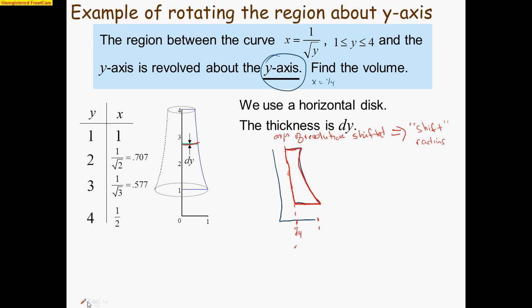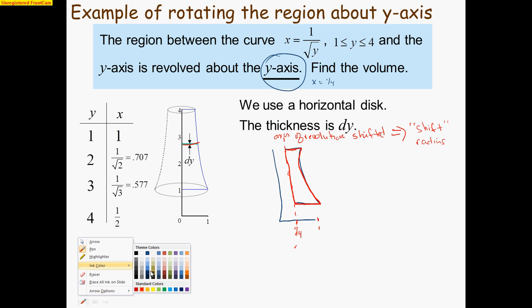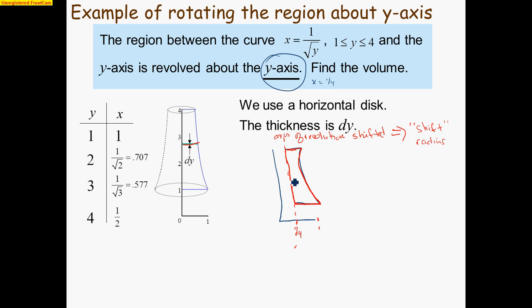But when I draw my little representative strip, my representative strip goes from my axis of revolution out here. And I'm still going to spin. I know that's a terrible drawing. No judging. And I start again with area. How do I get the area of this potato chip? It's still pi r squared.